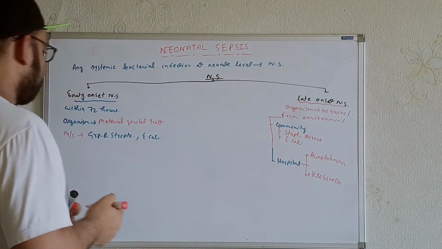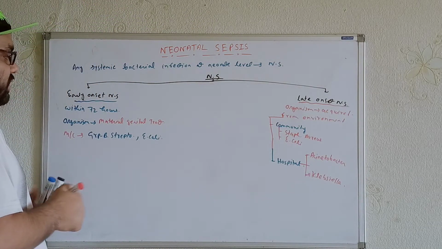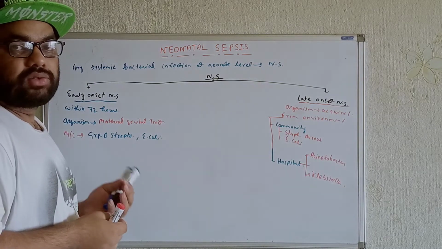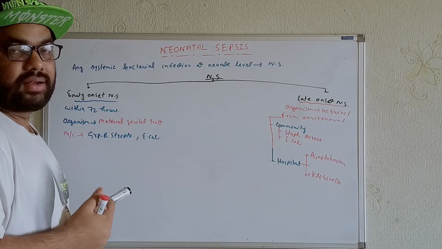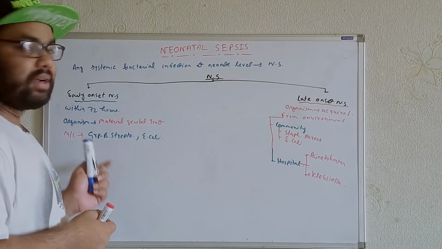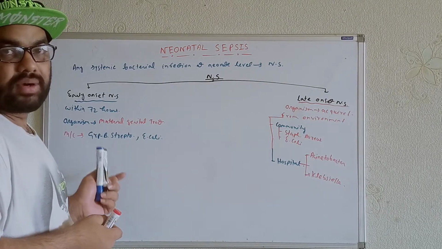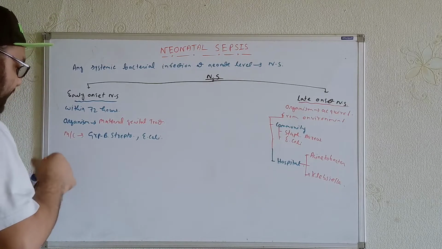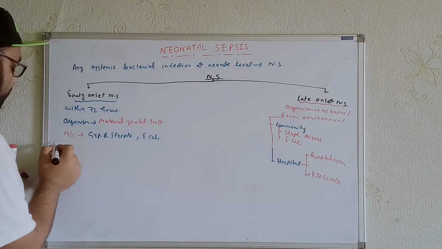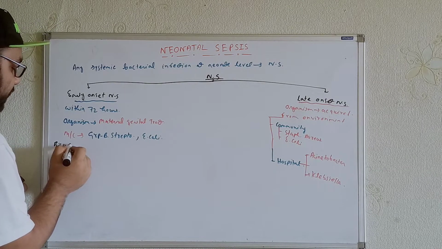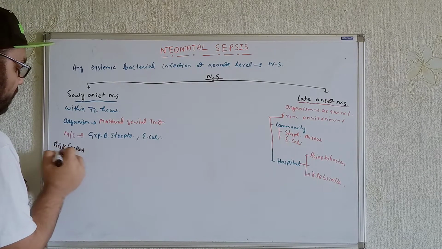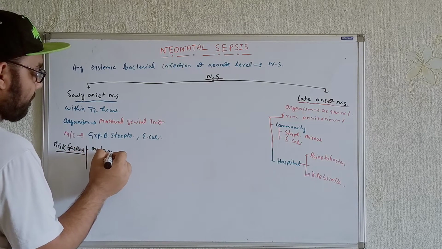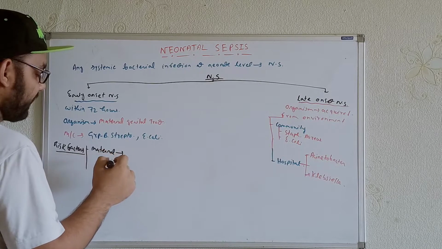Now we'll talk about the risk factors in these cases. What are the risk factors we will see? We will divide the risk factors into three levels. What type of risk factors do we see as far as the mother is concerned? So maternal risk factors. We'll talk about risk factors during delivery, and we'll talk about the neonatal risk factors. First we'll talk about maternal risk factors.